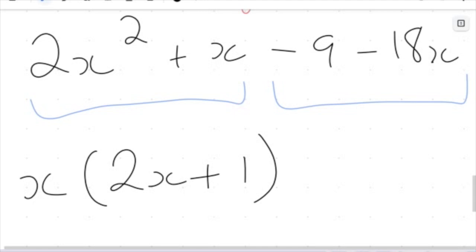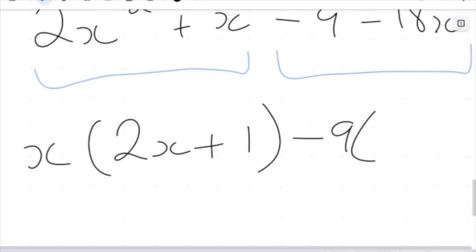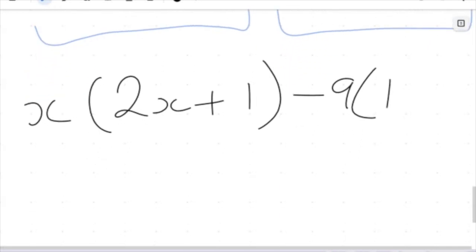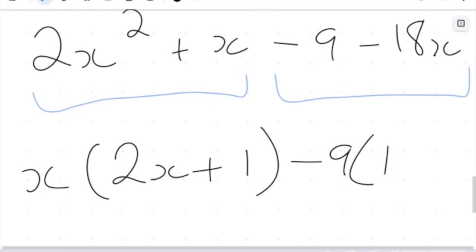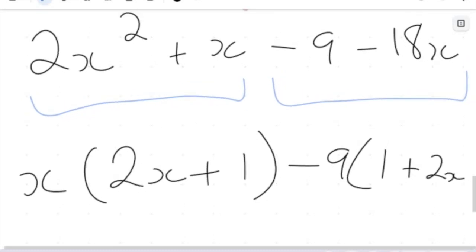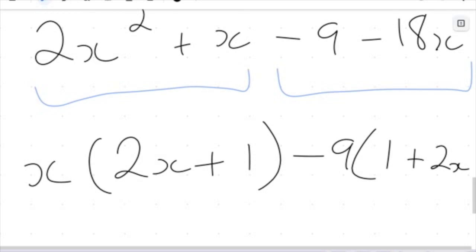Now, you can hopefully see here that I can have minus 9 going into minus 9 as well as minus 18x. So I'm going to pull that out as a common factor. Okay. How many times does negative 9 go into negative 9? Well, that goes 1 time. How many times does negative 9 go into negative 18x? It goes positive 2. Oh, sorry. Yeah, sorry. It goes positive 2x times.